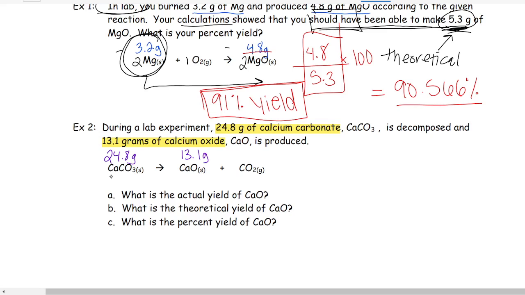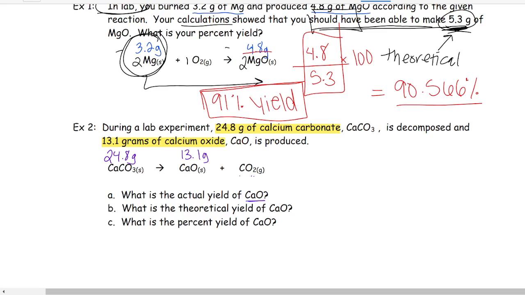My equation is already balanced. I have 1 calcium, 1 carbon, and 3 oxygens on one side, and 1 calcium, 1 carbon, and 1, 2, 3 oxygens on the other. So everybody's balanced, and our coefficients would all just be 1s. What is the actual yield in this example of calcium oxide?